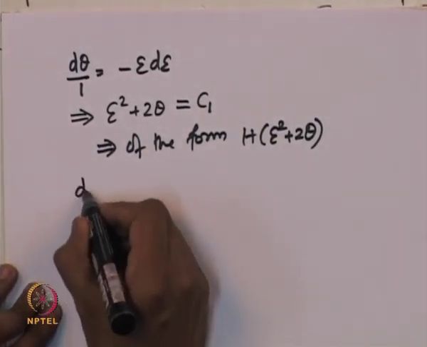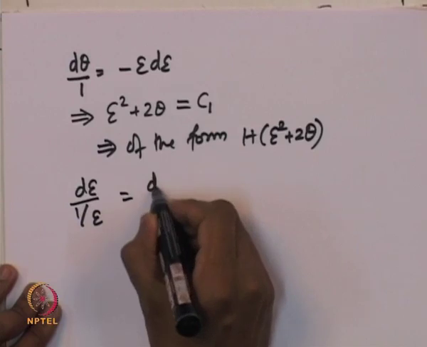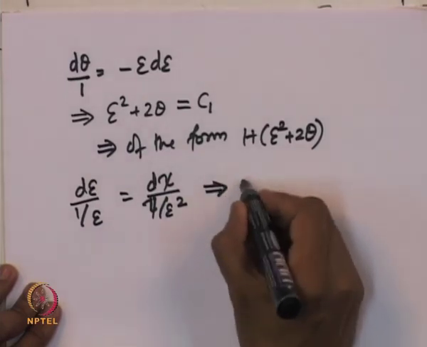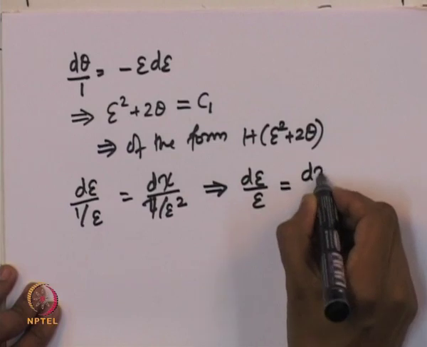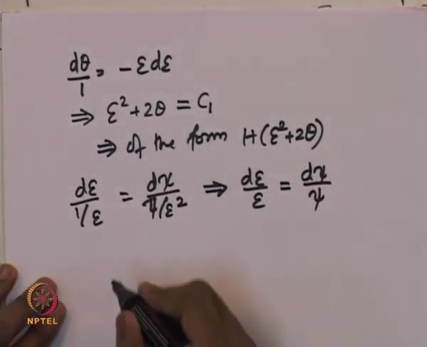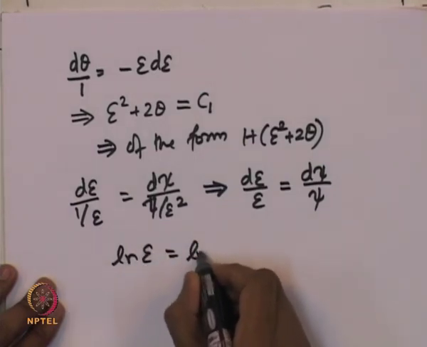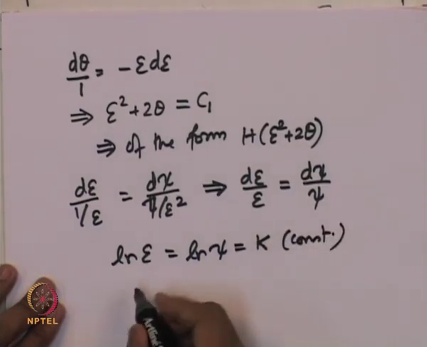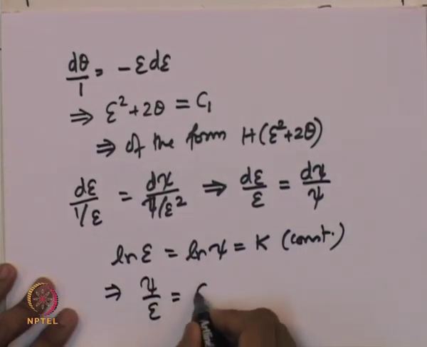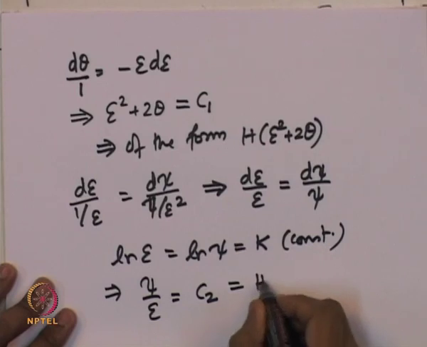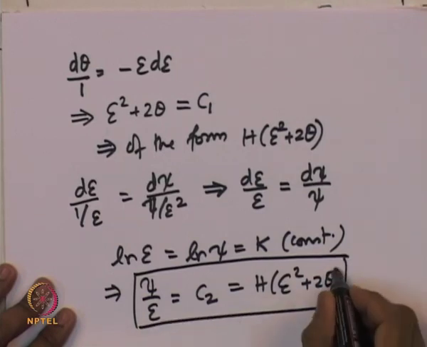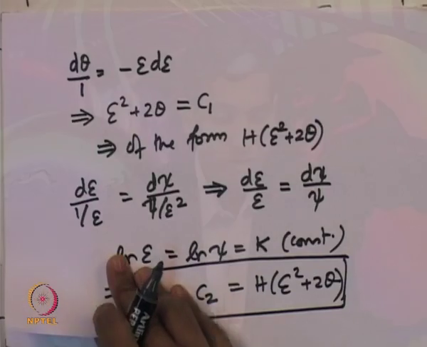And then next, let us look at the other case, d epsilon by 1 by epsilon, that should be equal to d psi by psi by epsilon square. So, this can be rewritten as d epsilon by epsilon is equal to d psi by psi, which can be solved to obtain ln epsilon equal to ln psi plus some constant k. So, that is a constant. So, from here we can find that psi by epsilon is nothing but some constant C2, and that can be equal to h of epsilon square plus 2 theta. So, that is the functional dependence. So, next we can see how to take this forward and find the distribution profiles.